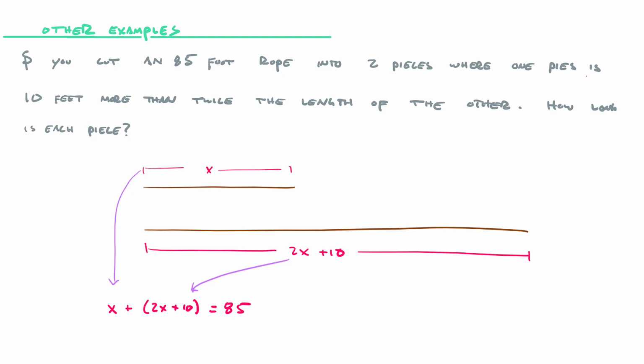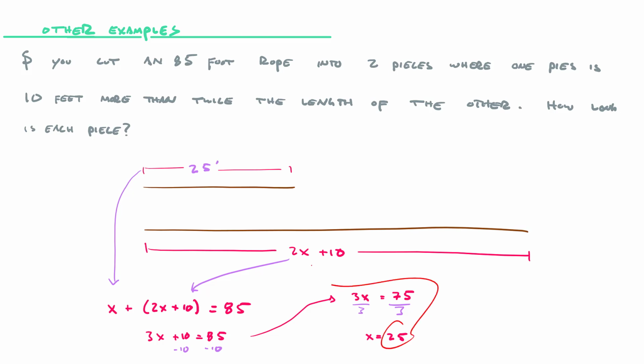And then we just solve this thing. So I can get rid of the parentheses because we're just adding. There's nothing to distribute. So X plus 2X is 3X. We have 3X plus 10 is equal to 85. Subtract 10, divide by 3. So one piece is 25 feet. And then the other one, if you plug in 25 for this X here, you're going to get 60 feet is the other one.